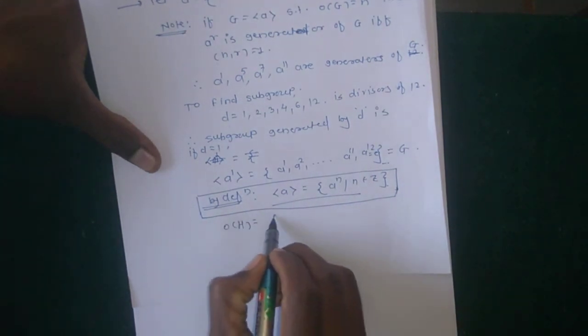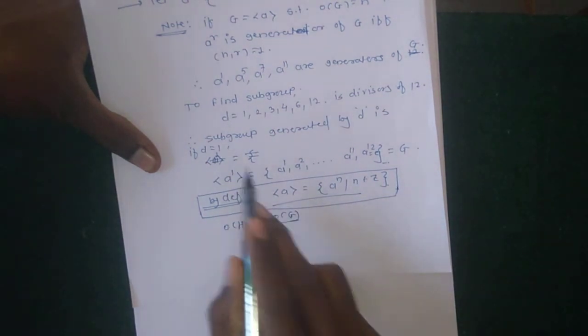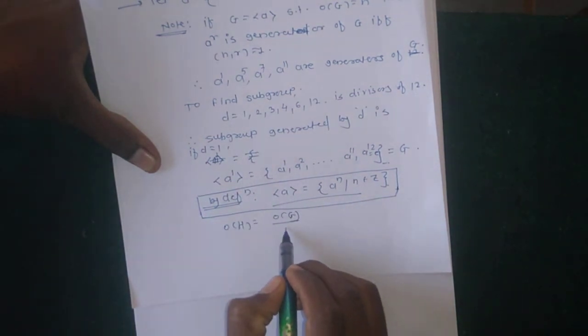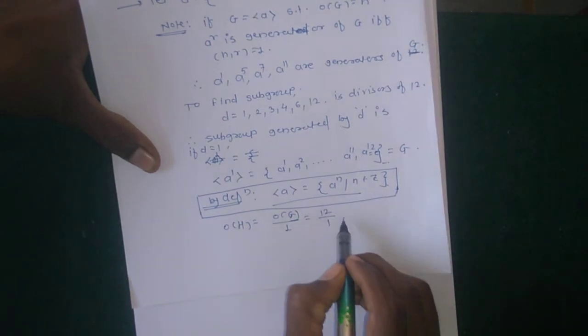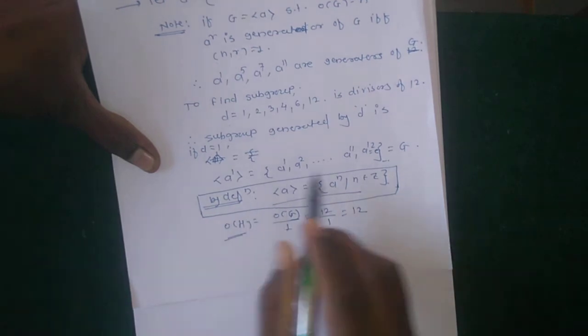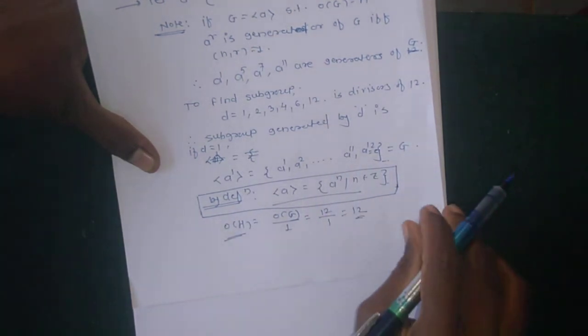The order of H equal to the order of G divides this divisor. If D equals 1, then the order of G is 12, so 12 divided by 1 equals 12, which implies that this H contains 12 elements.